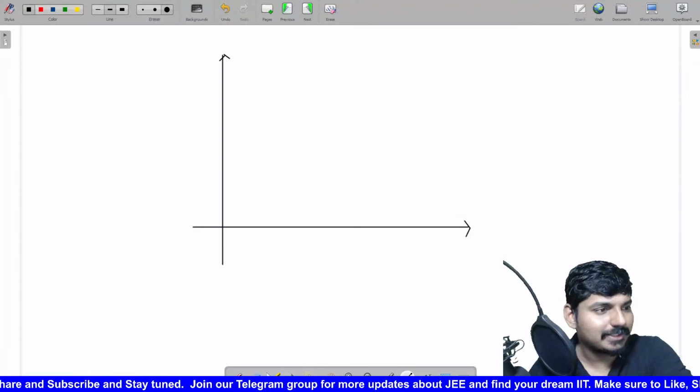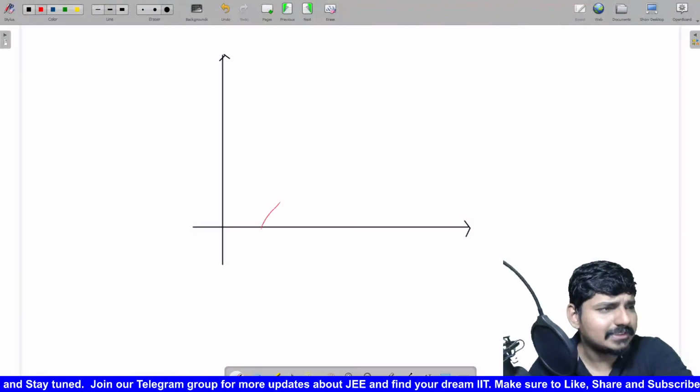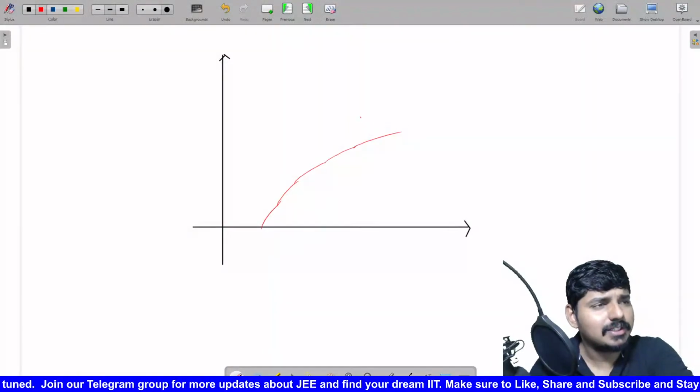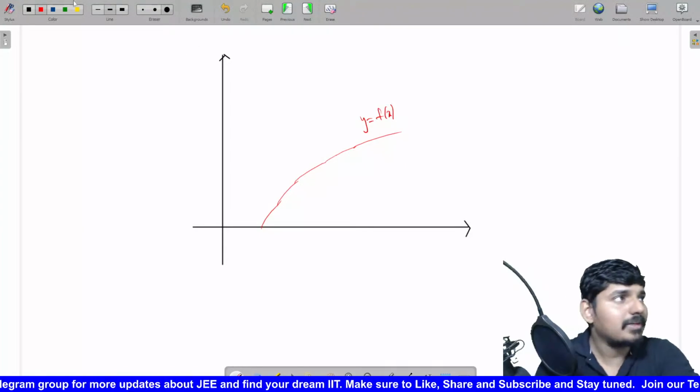So everyone, look at this. Let us say that you have a curve in this way. Let us say this is going to be the curve given by the equation y is equal to f of x. Now let me take another one.